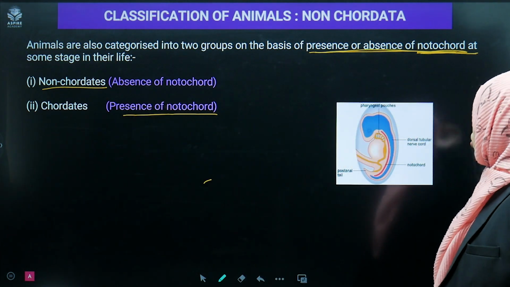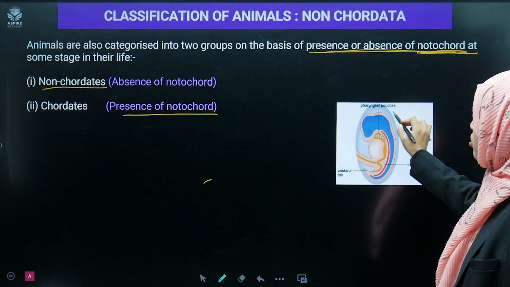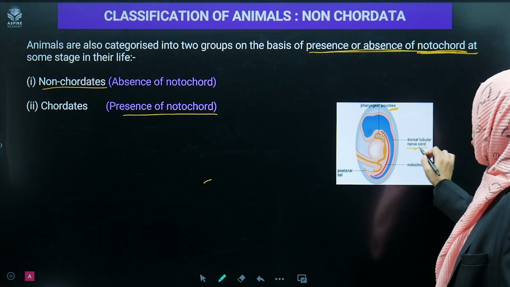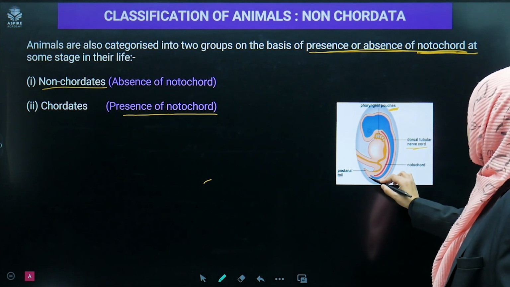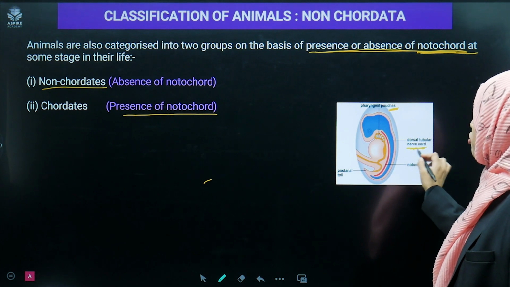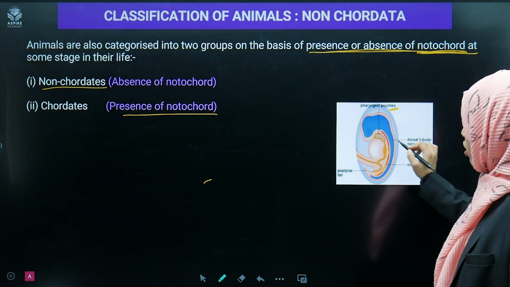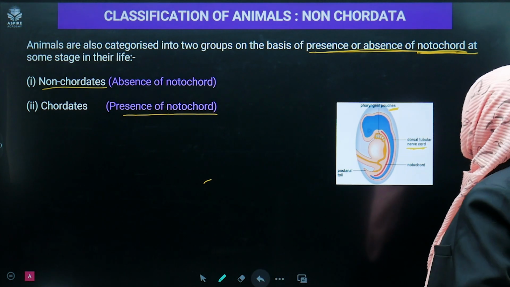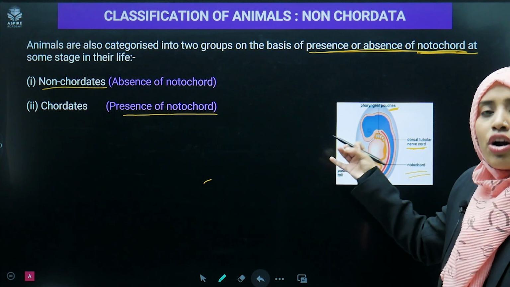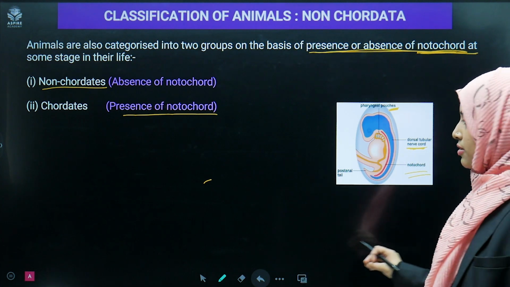Okay, so in this diagram you can see here, this is the organism, pharyngeal pouches are there, dorsal tubular nerve cord, यहाँ पे nerve cord है, उसके बाद notochord also you can see, and then the red one here it is marked. Okay, so this part, that is notochord. Notochord है present, then they are chordata or chordates. No notochord, ठीक है, then simply non-chordates.